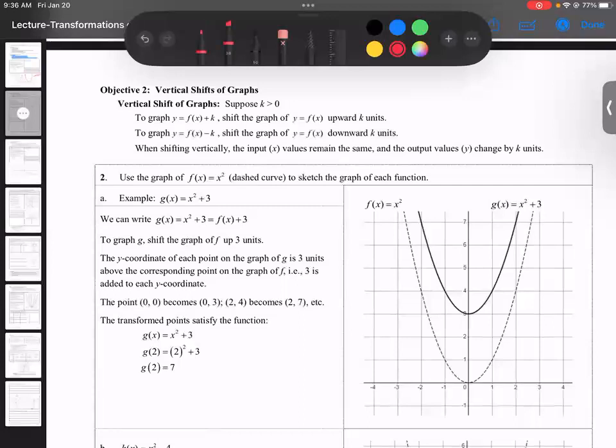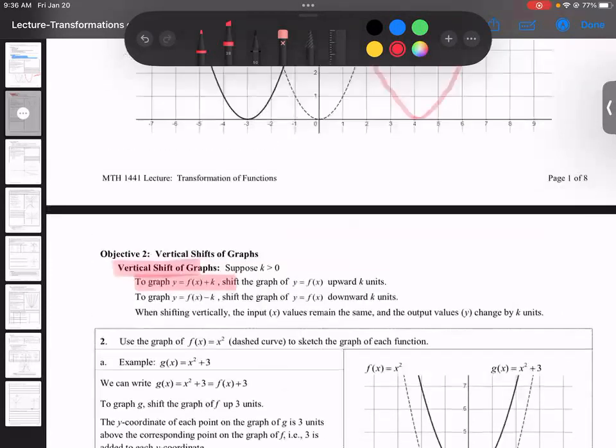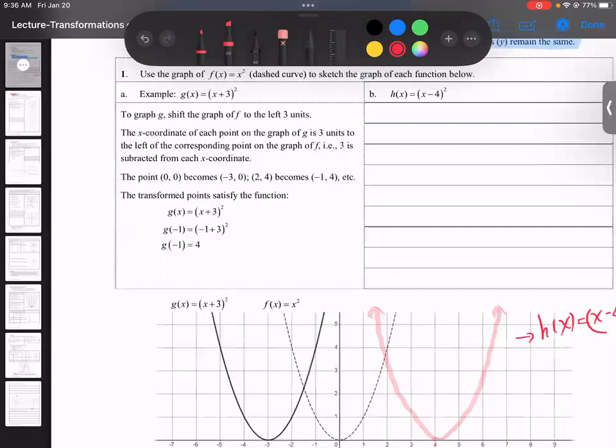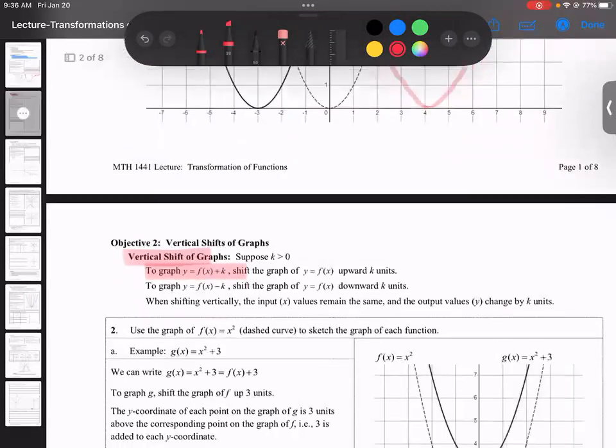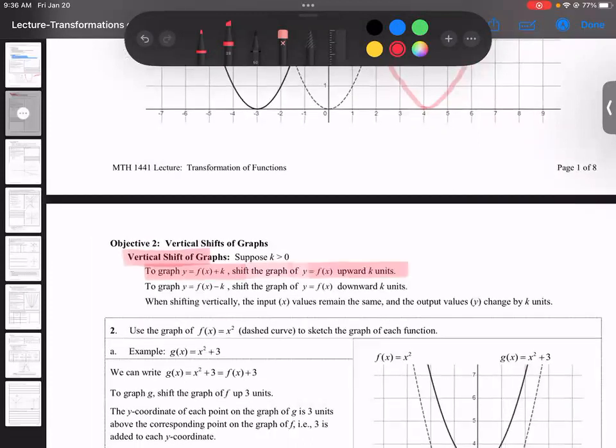So for the vertical shifting, the function is f of x, and then add h outside the parentheses. So basically, you take the whole function and you add a number. Suppose here, you add the number into the function. Right here, you take the whole function separately, and then you add another number or subtract another number. So f of x plus k is going to make the graph move up k units. If it's minus k, it makes the graph move down k units.